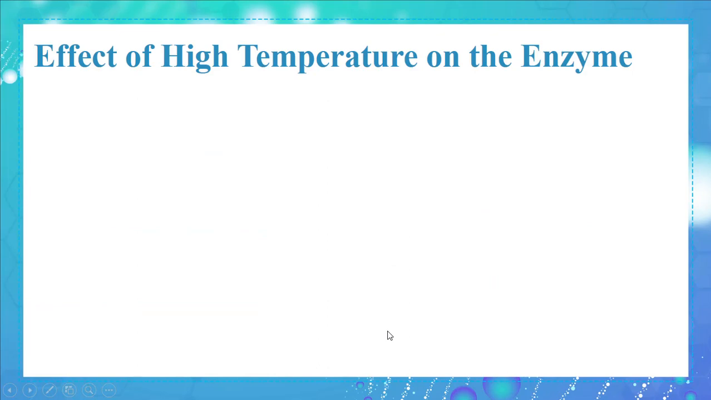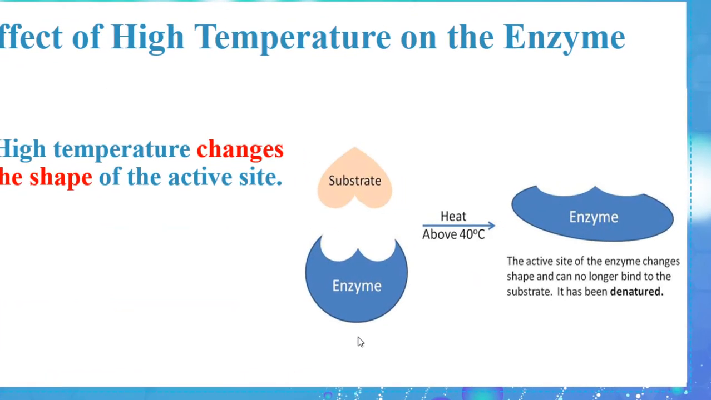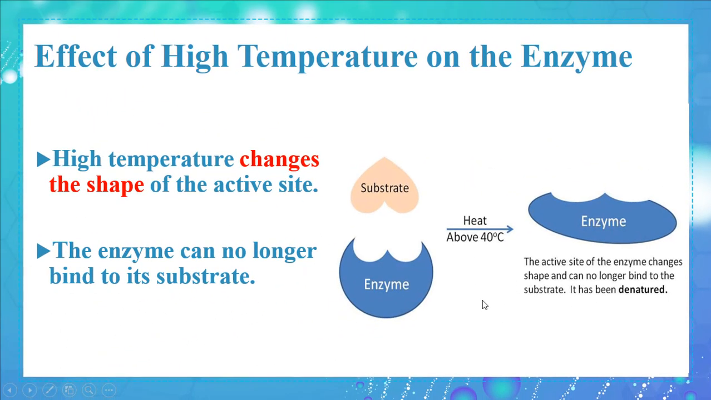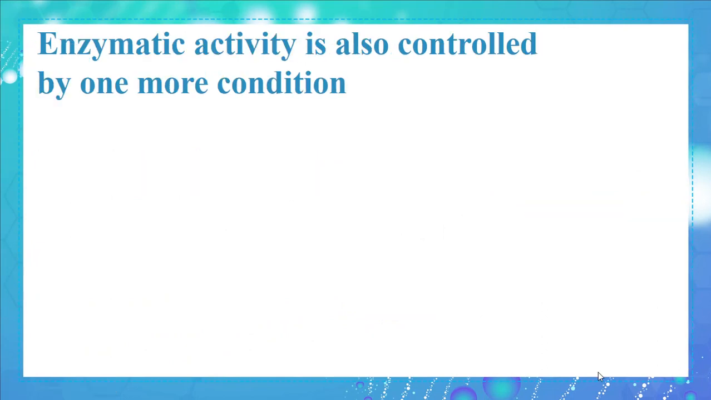So what does the high temperature do to the enzyme? Well, the high temperature changes the shape of the active site. When the temperature exceeds 40 degrees Celsius, the active site shape changes and the enzyme can no longer bind to its substrate. The enzymatic activity is also controlled by one more condition.